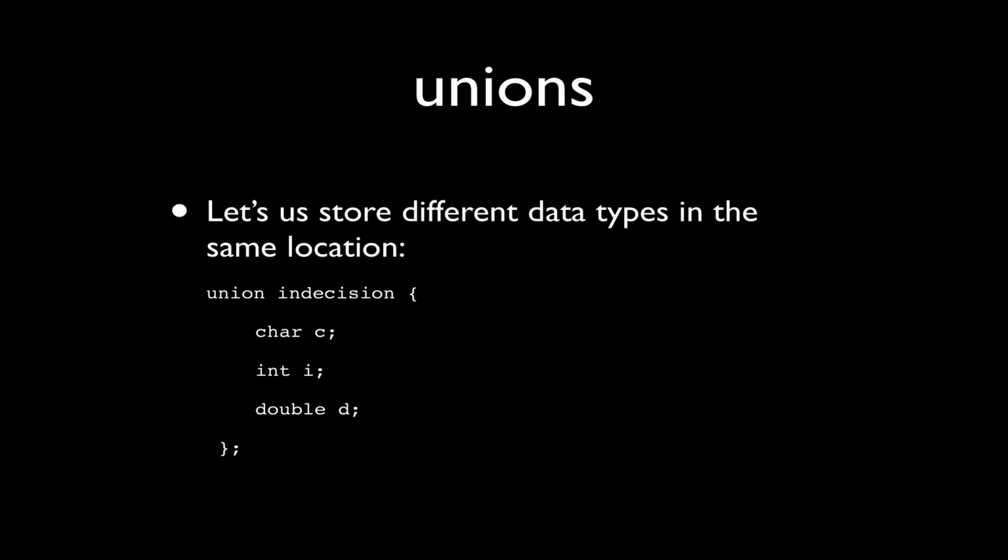So in this particular example, if we assume that a character takes 1 byte, an integer takes 4, and a double takes 8, a variable of type union indecision, as we defined it here, is actually going to be allocated 8 bytes because by definition that is the largest individual data item in the union. But keep in mind, we're not storing, in this example, a character, an integer, and a double. Instead, we're storing a character or an integer or a double.